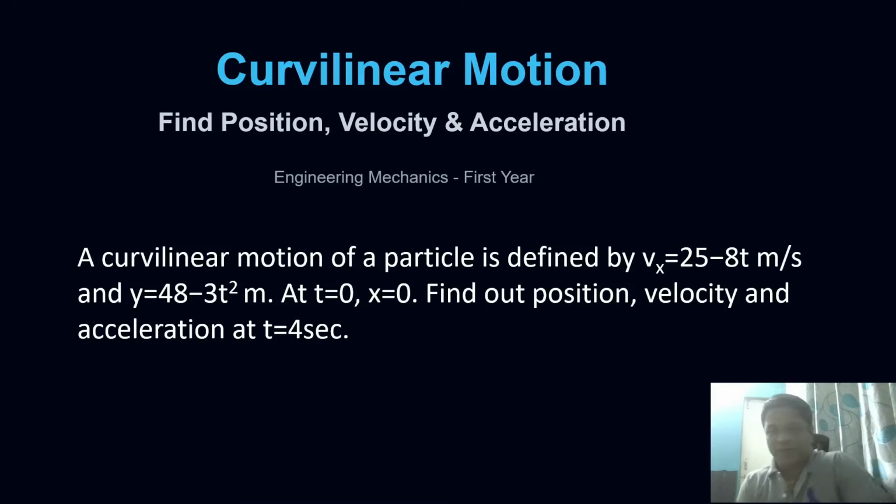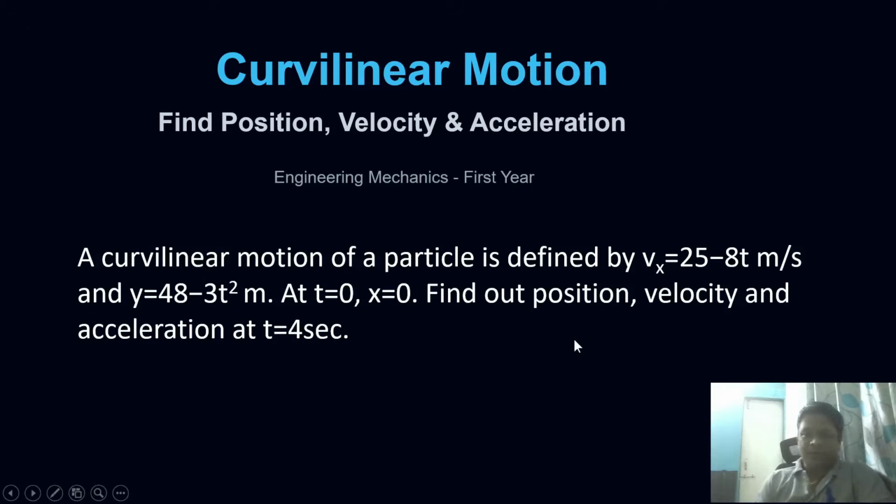So today we'll focus on curvilinear motion. First we'll go through the question. A curvilinear motion of a particle is defined by Vx equal to 25 minus 8t meter per second and y equal to 48 minus 3t square meter. At t equal to 0, x is equal to 0. Find out the position, velocity and acceleration at t equal to 4 seconds. So a curvilinear, rectangular component related question is asked.